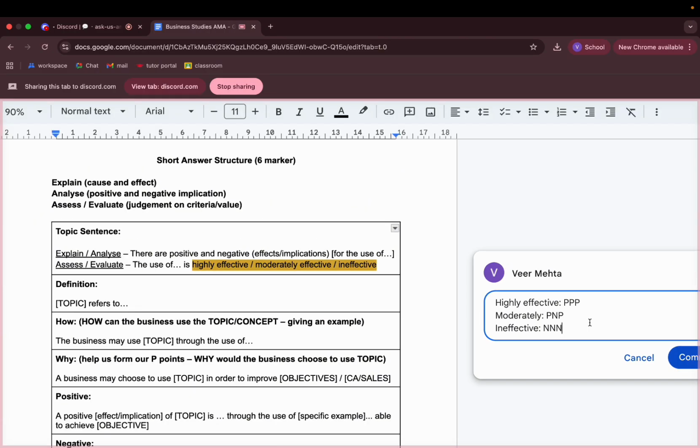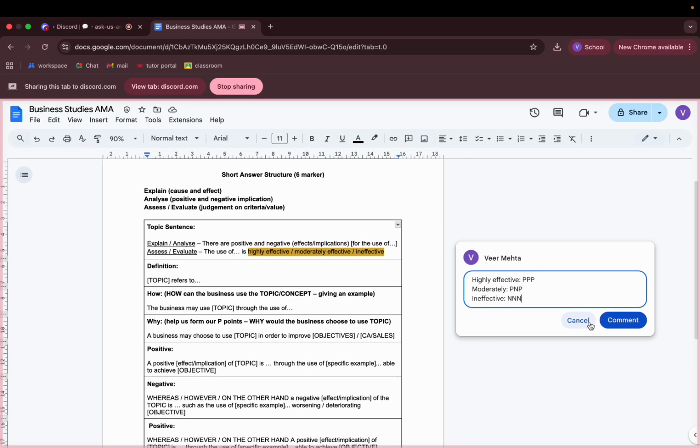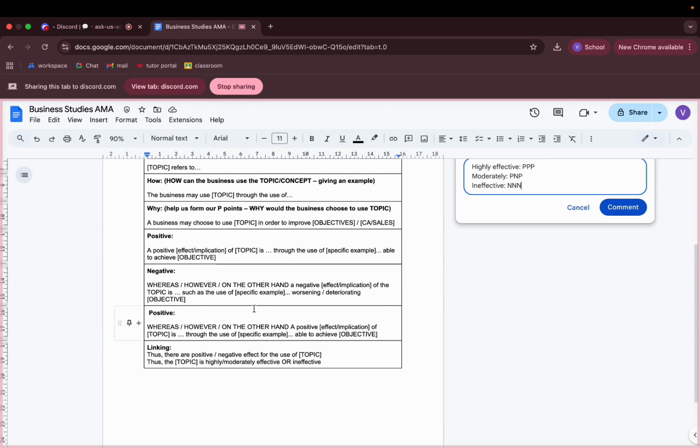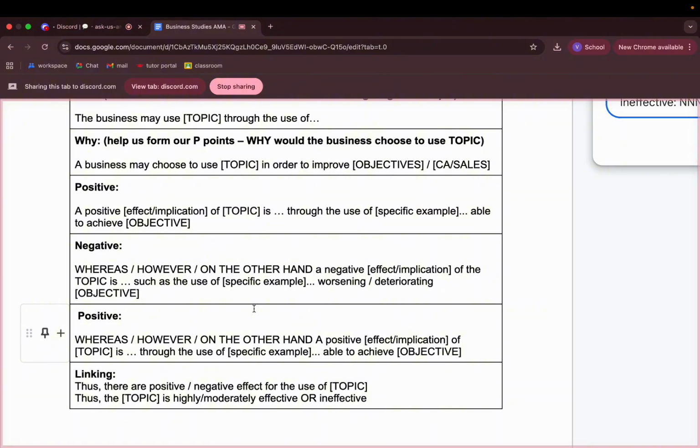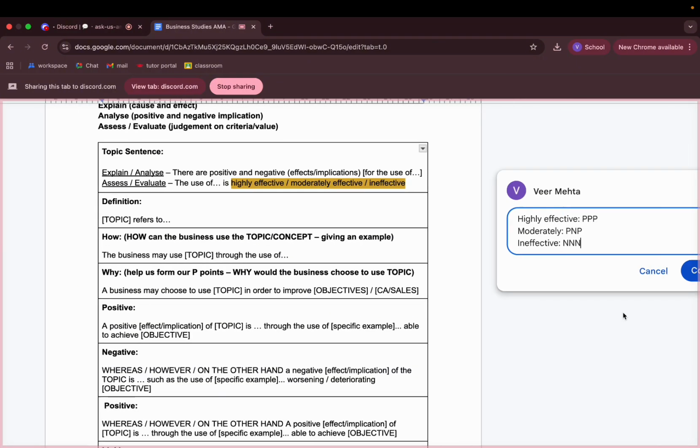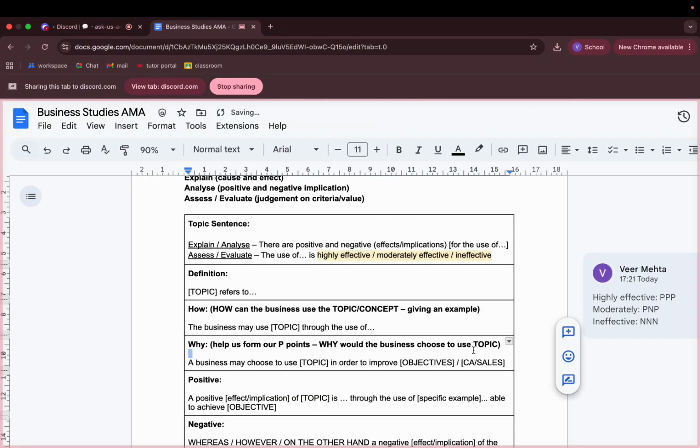So you might come out of an exam and your friend was like, oh yeah, I did a PNP, but you might have done PPP, like 3 positive points. Doesn't mean you're wrong, as long as all 3 of your positives are correct, right? They link directly to the topic at hand and they make sense. And you've fleshed it out well enough, you've linked it to the objective and you used a specific example, you'll be all right. So don't be too concerned about that.